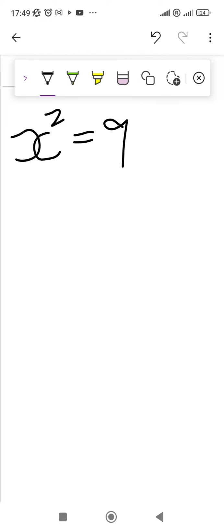Let's do some quick math. We are going to solve quadratic equations in this video. So for a quadratic, let's just have x squared equals maybe 9. Quadratic means that there's a square. As soon as you see the x squared, this is a quadratic.